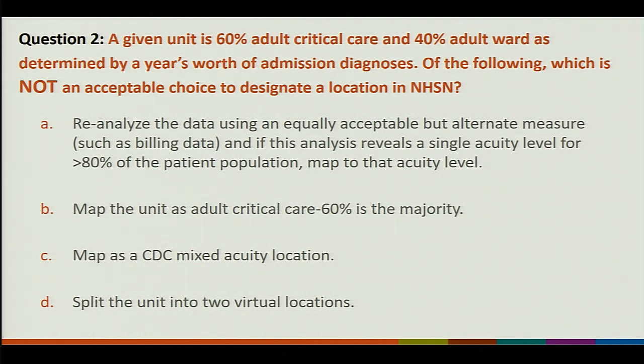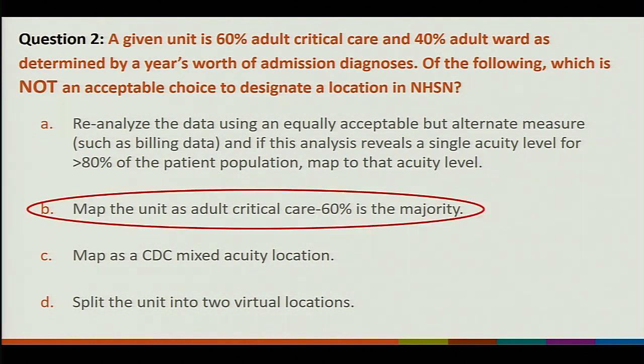Option C is map this as a mixed acuity location. Or D, split the unit into 2 virtual locations. So which is not an acceptable choice? All right, I'm hearing B. Yes, B is the correct answer because why? That's right. It doesn't meet the 80% rule. Just because you have a majority of 60% adult critical care patients, we don't actually meet the NHSN 80% rule. So mapping this unit at 60% for adult critical care wouldn't be accurate.